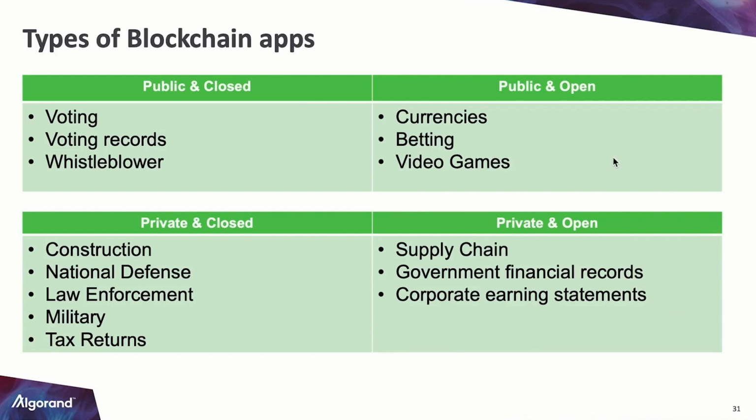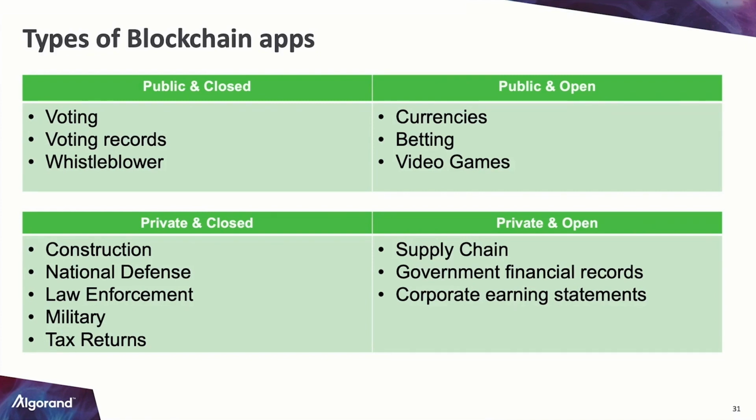So that's ideal for currencies, ideal for betting, video games, where there's no need to be not open, right? You can do this kind of stuff there. With public and closed, maybe you want a portion of this to be public. Maybe you want the voting records withheld until all the voting is done, and then you could release that information. So it's both public and closed.